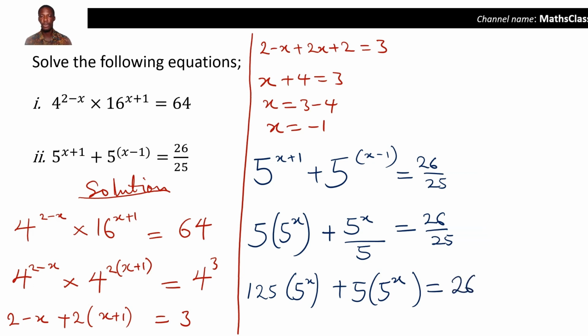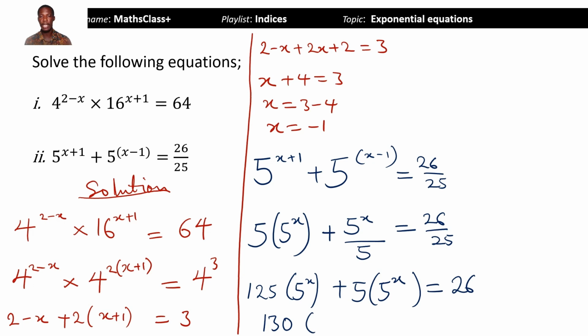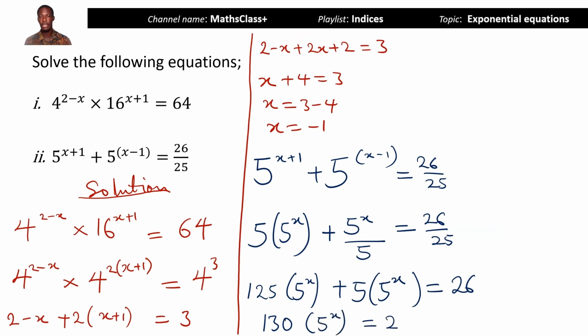Alright, so with this, as I look at my first two terms, I see a common value, 5 to the power x, and they have their coefficients. Since it's a common term, I can add them. And when I do, I'll get 130 multiplying 5 to the power x, and this is equal to 26.